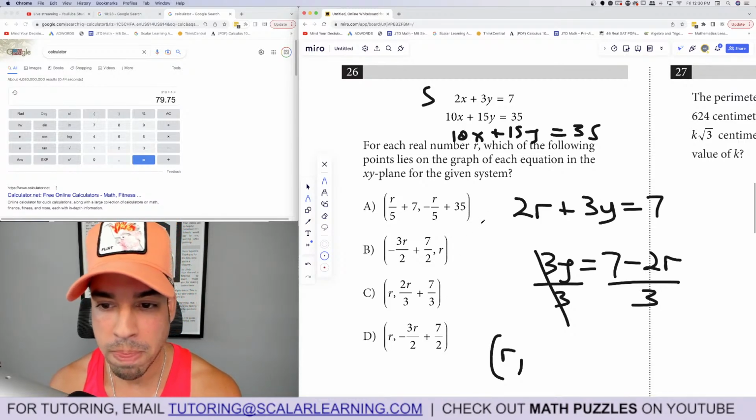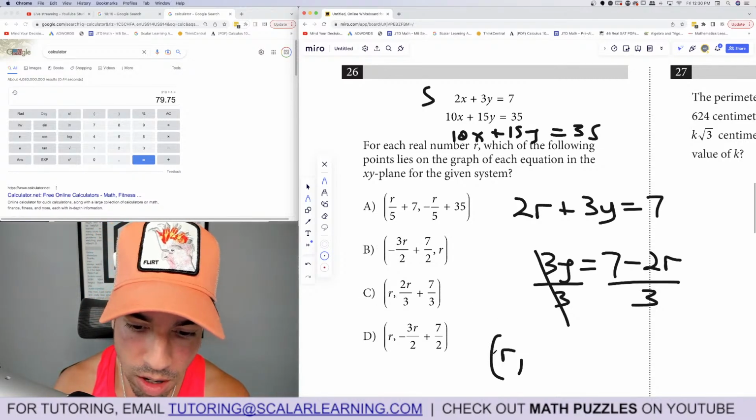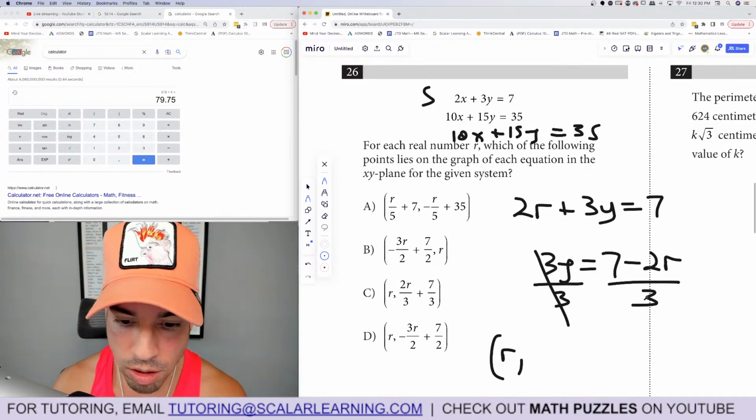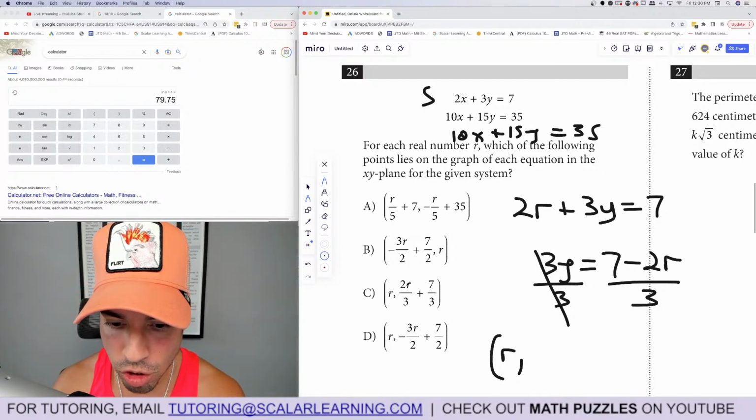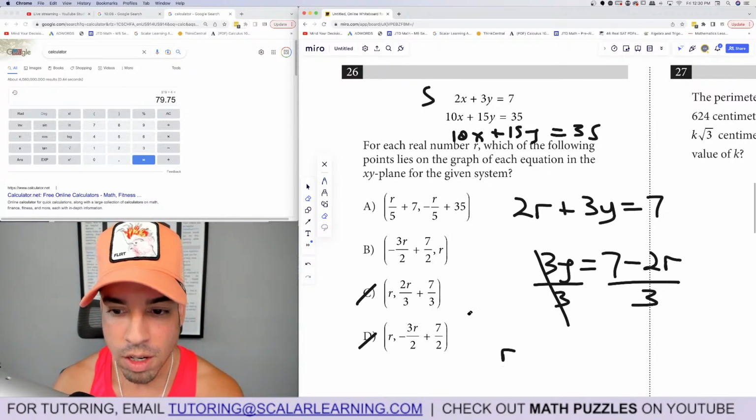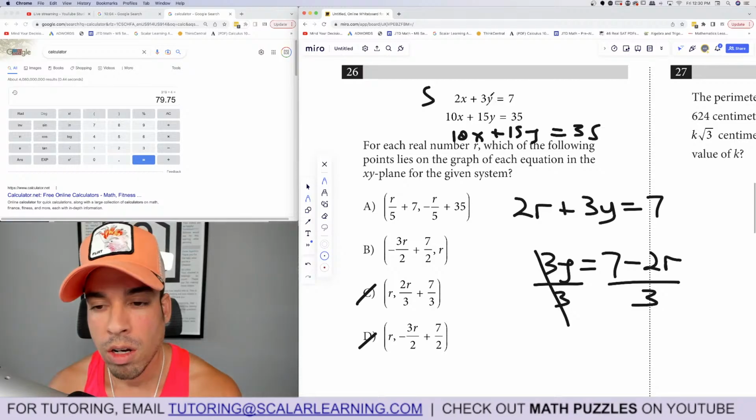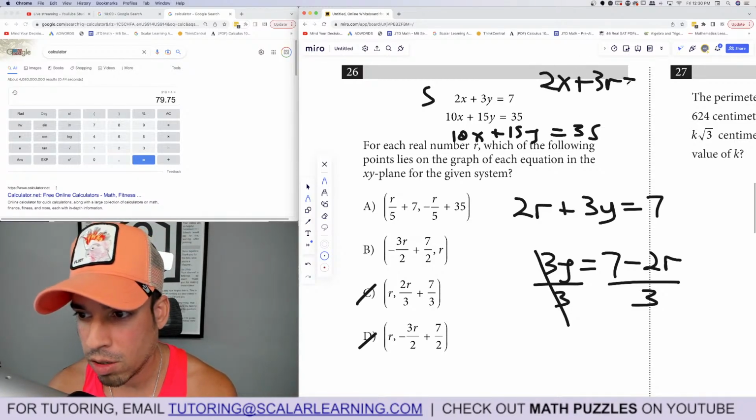Okay, so let's go the other way. Let's plug in r for y and see if we can get a corresponding x. Because I think these are wrong. If I get r, it should be 7/3 minus 2r over 3. It's so close to C, but I think it's wrong. This is a great question. I've never seen a question like this before. So let's plug in r for y. So we get 2x plus 3r equals 7.